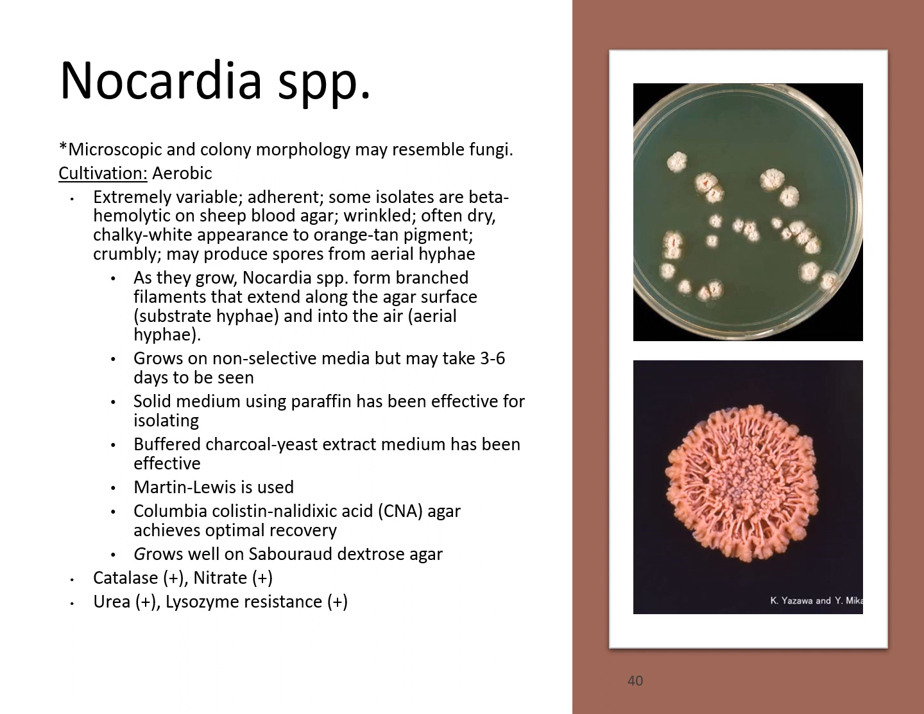These organisms can grow on non-selective media, but it can take them longer, 3 to 6 days. So unless you suspect this organism and want to see if it grows on the blood agar, typically these cultures are going to be thrown out before you'd actually see it growing. There are a couple of different types of media that can be used to help recover this organism. They are catalase positive, nitrate positive, urea positive, and lysozyme resistant.